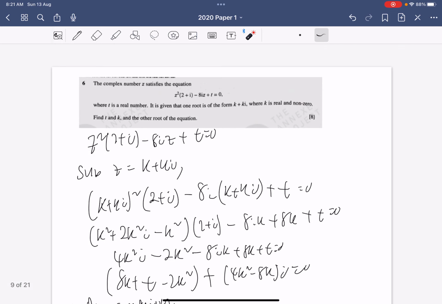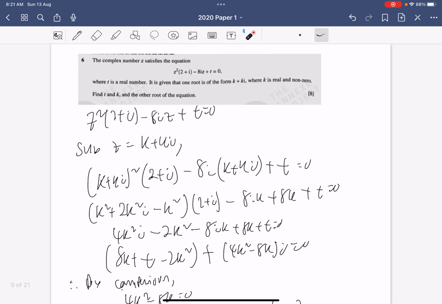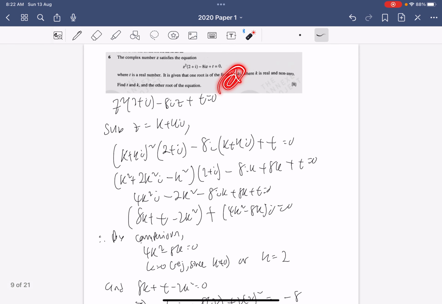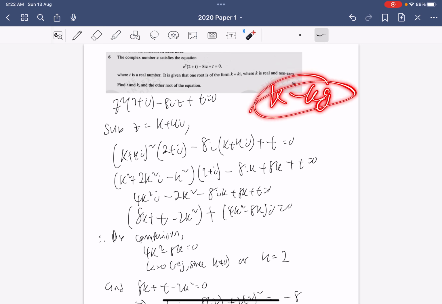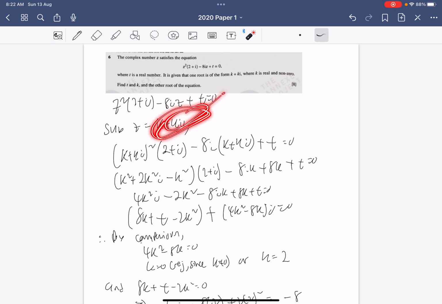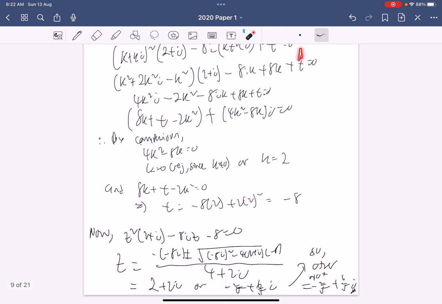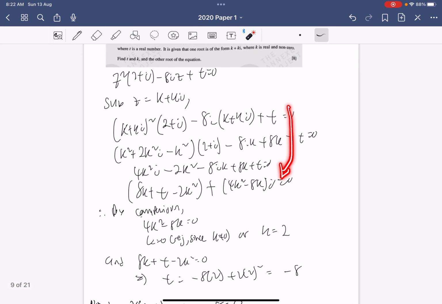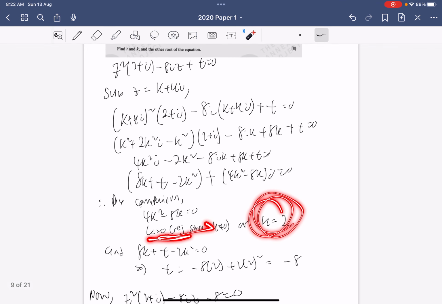Lastly, for question 6, we are given the complex number z, which satisfies this quadratic equation, and we already know one of the roots is k plus ki. The natural thing to do, because we see that these are not real coefficients, is that we cannot do our standard way of subbing in knowing that k minus ki is a root. So this doesn't work. We need to just sub in k plus ki and see what we get. We are able to reduce it all the way, and then it works out, because the i portion has to be 0, and we're able to solve for k. Since k is not 0, we know that k must be 2.